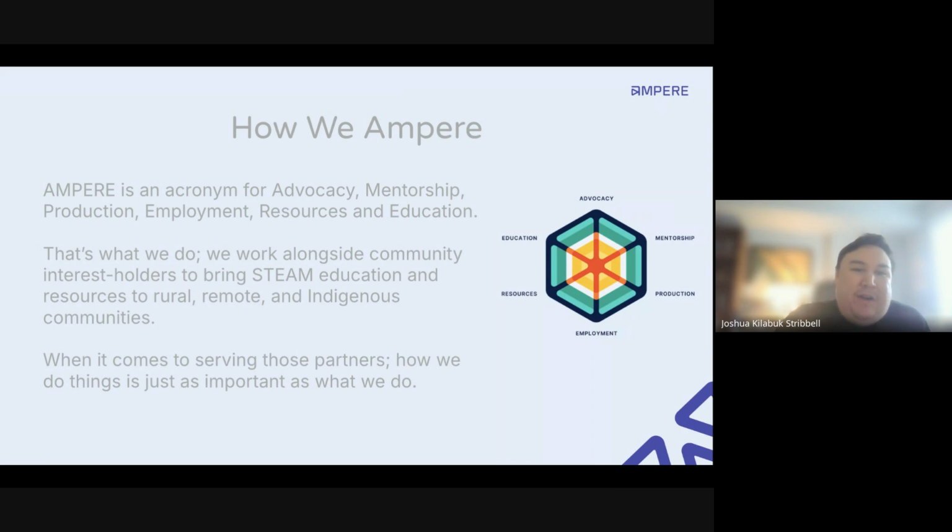What is Ampere? Well, Ampere is actually an acronym for our 6-phase life cycle. The life cycle is pictured there. It's advocacy, mentorship, production, employment, resources, and education. And so we work alongside, and that's a really important word in terms of framing. In the nonprofit sector, often we get into the work with the idea that we're going to help communities, but that puts us in a position of power over the communities that we're serving. You need to be in a privileged position in order to help people who are less than.